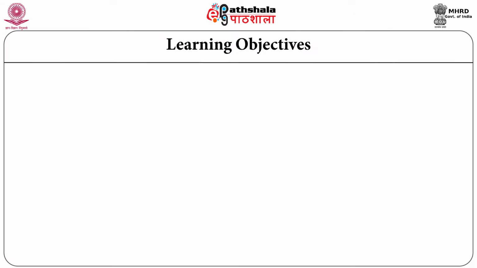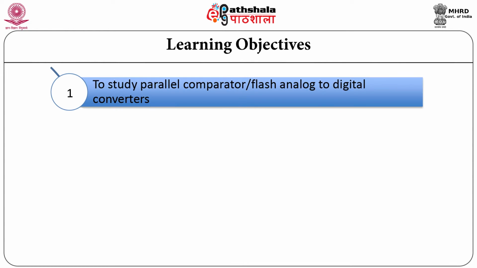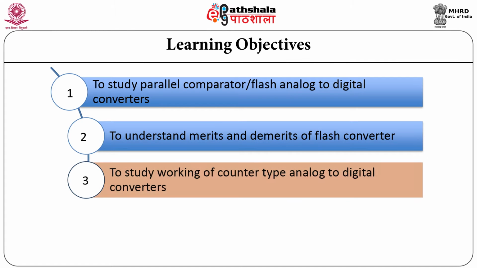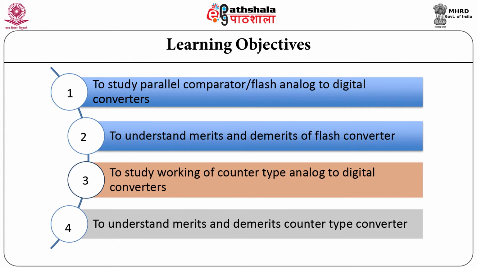There are different methods developed to convert analog signal to digital form. In this module, the flash and counter type ADC methods are studied along with its merits and demerits. Learning objectives of this module are to study parallel comparator or flash analog to digital converter, to understand its merits and demerits. Further, we are going to study the working of counter type analog to digital converters and its merits and demerits.